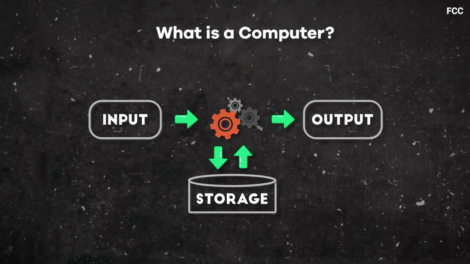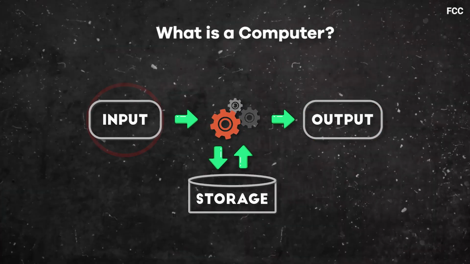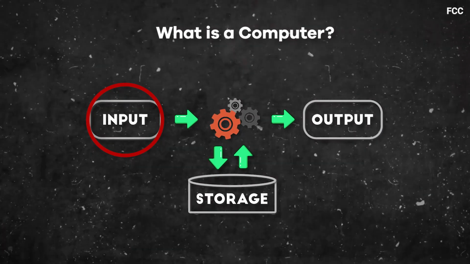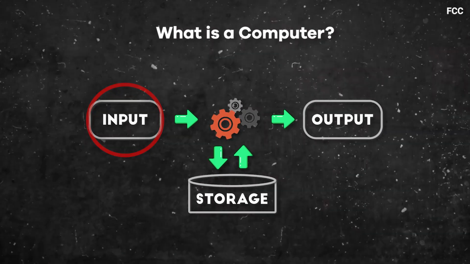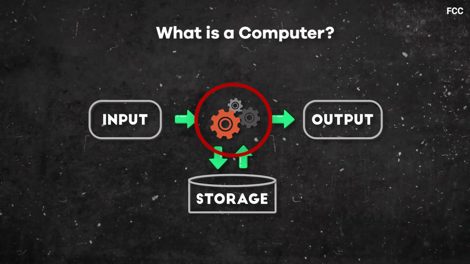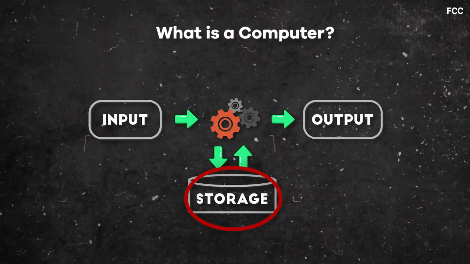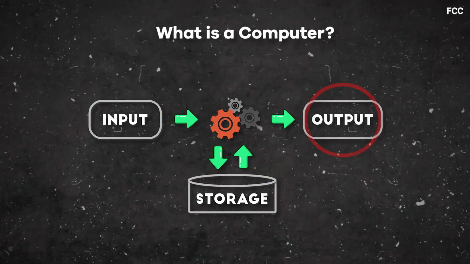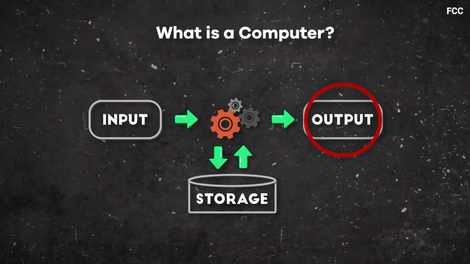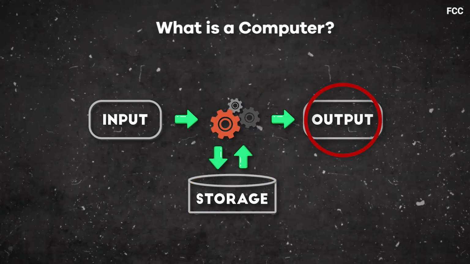is, the output. For example, let's say the input is you typing a word on a keyboard. Now, the computer interprets or processes what you type. It then saves the document to your hard drive or storage, and you can see your documents on the screen or print it out as an output.